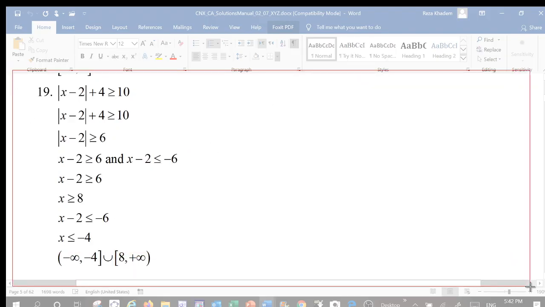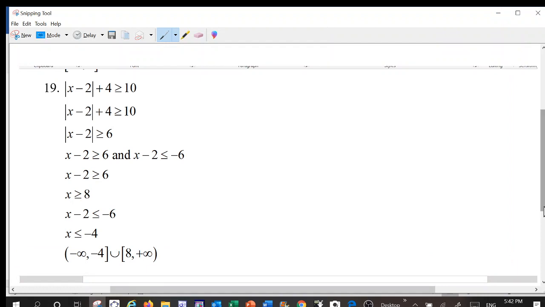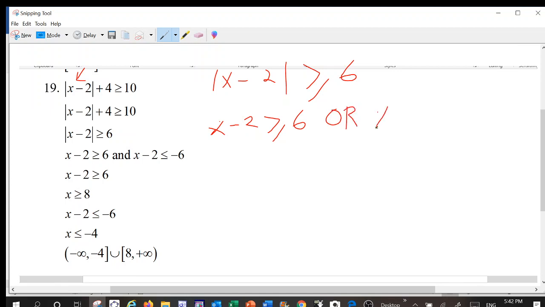To solve this, I'm going to isolate this right here. So I'm going to get the absolute value of x minus 2, and then 4 goes to the other side. It becomes 10 minus 4, which is 6. Now, we said we're going to think of this as two inequalities. Either x minus 2 is greater than or equal to 6, or x minus 2 is less than or equal to negative 6, right?